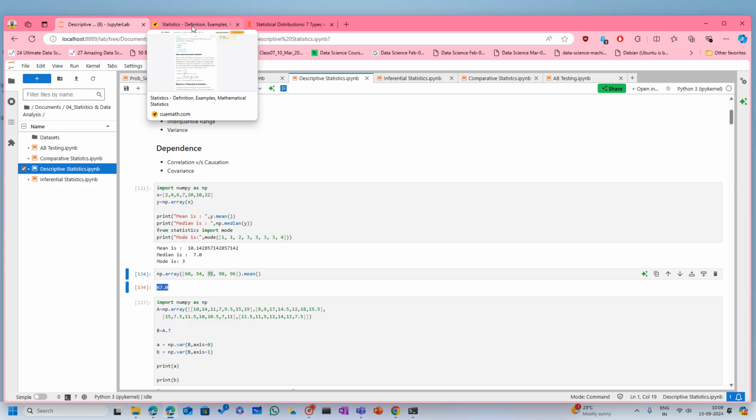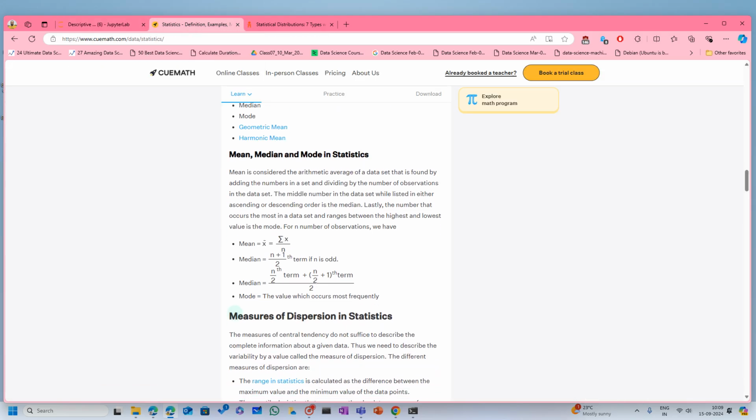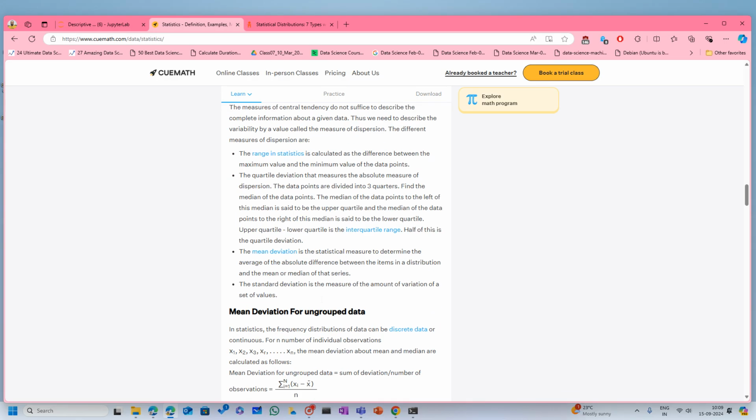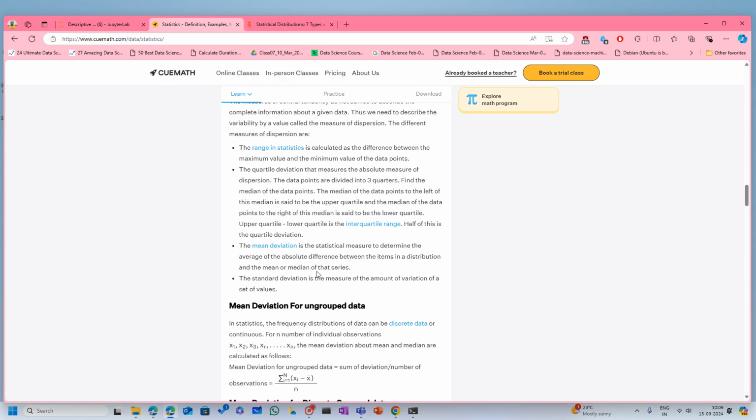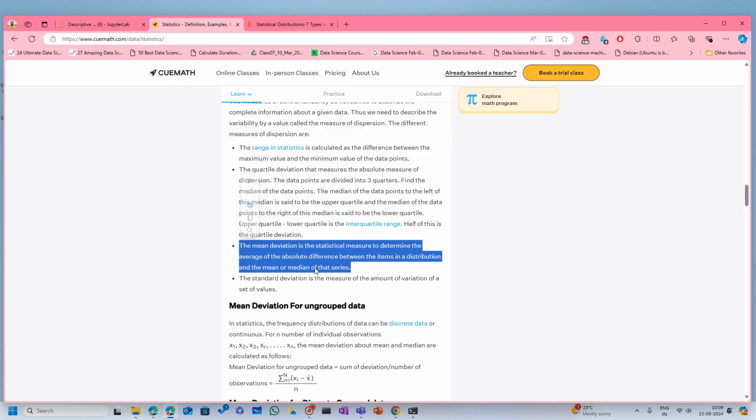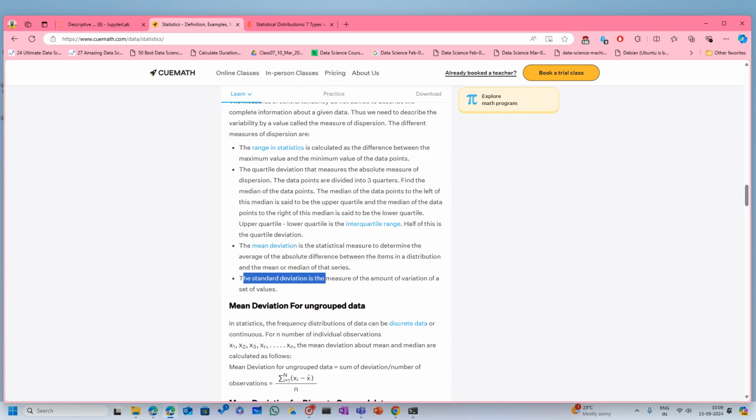How far away the point lies from the mean. So that would be mean deviation, or the standard deviation, which is nothing but the absolute difference between the items in the distribution and the mean or median of that series. So how far away the point is from the mean. The standard deviation is a measure of the amount of variation of a set of values.